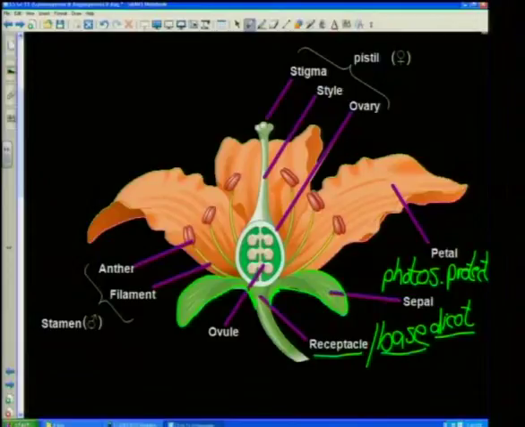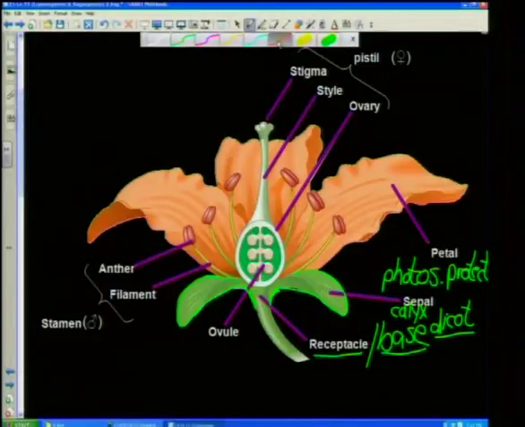Okay, another term here that you need to know: all the sepals together is known as, I'm going to write it there, the calyx of the flower. So all the sepals together, the 4 or 5, is called the calyx of the flower.